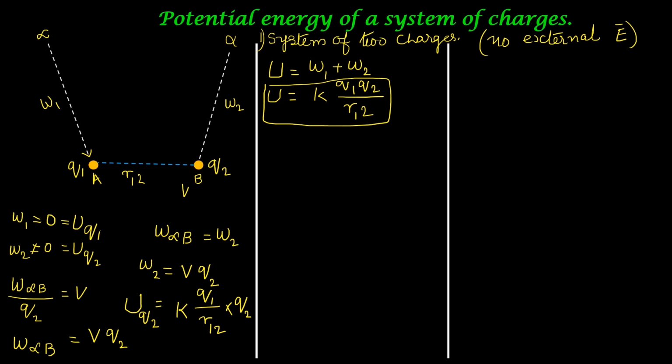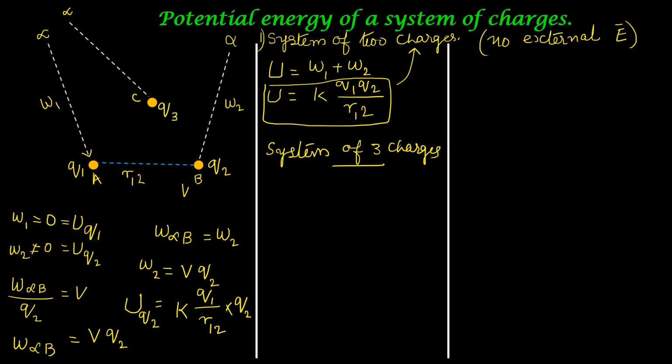So for calculating the total potential energy of a system of two charges, there will be only one term in the expression. Now we will take up potential energy for a system of three charges. We are adding one more charge to the already existing two charges. The third charge Q3 is placed at location C. Q3 also is brought from infinity and placed at C.